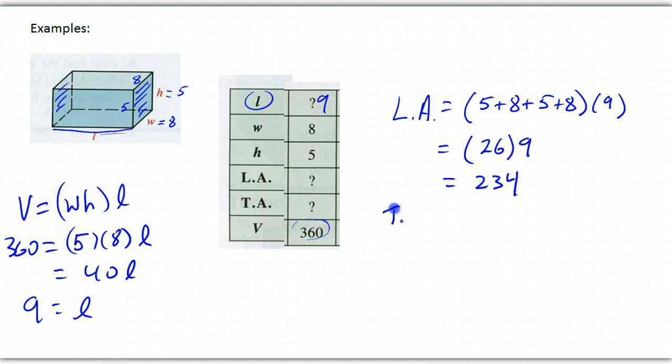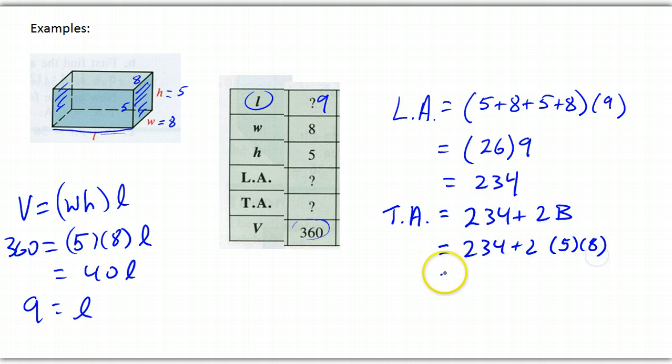Our total area is going to be our lateral area plus 2 base areas. So it's going to be 234 plus 2 times 5 times 8, which is 234 plus 2 times 40, which is 234 plus 80, which is 314. And that's everything we need for this problem.